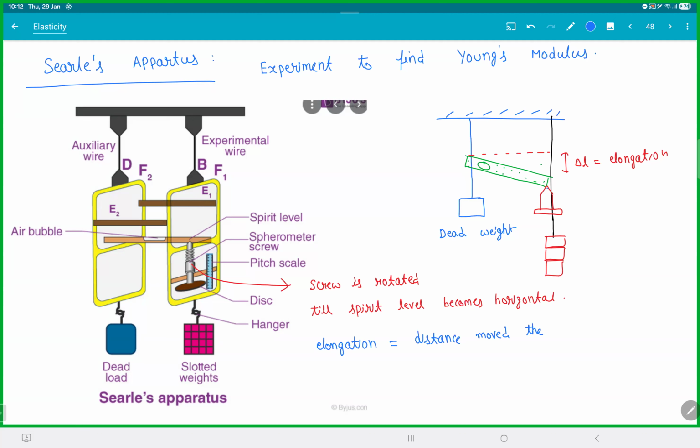Every time you rotate one complete revolution, the screw will move 1 millimeter. So you're done. You got everything in the formula. What is the formula? Young's modulus is equal to tension, which you know from the weight, times length of the wire that you can measure initially, divided by area of cross section that you can also measure, and elongation. Put it in the formula, you get the answer. The experiment is pretty straightforward. Is the experiment clear, everyone?